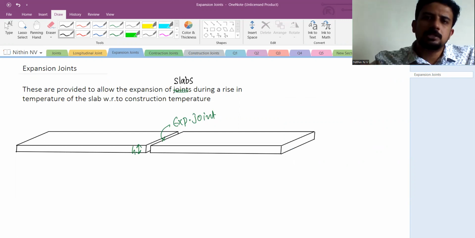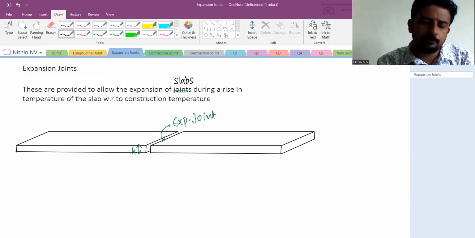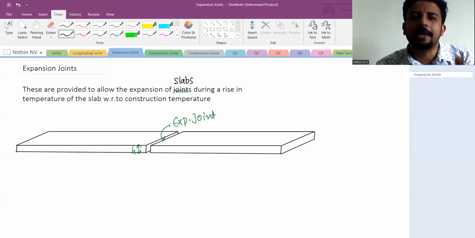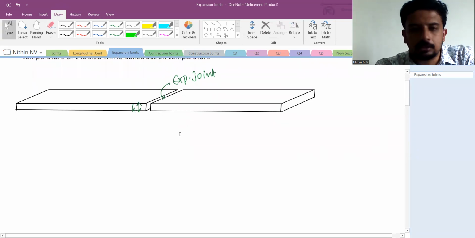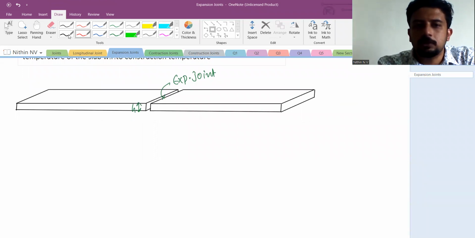Doesn't mean that too much of a gap you can give, because if too much of a gap is given, then what will happen? It will act like a gutter, no? Right? The vehicles will go and fall on that, obviously. So a small gap, a very small gap. Okay, that is what is called an expansion joint. Understood? Now, whenever we are keeping that gap, there are a few things which we need to keep in mind.